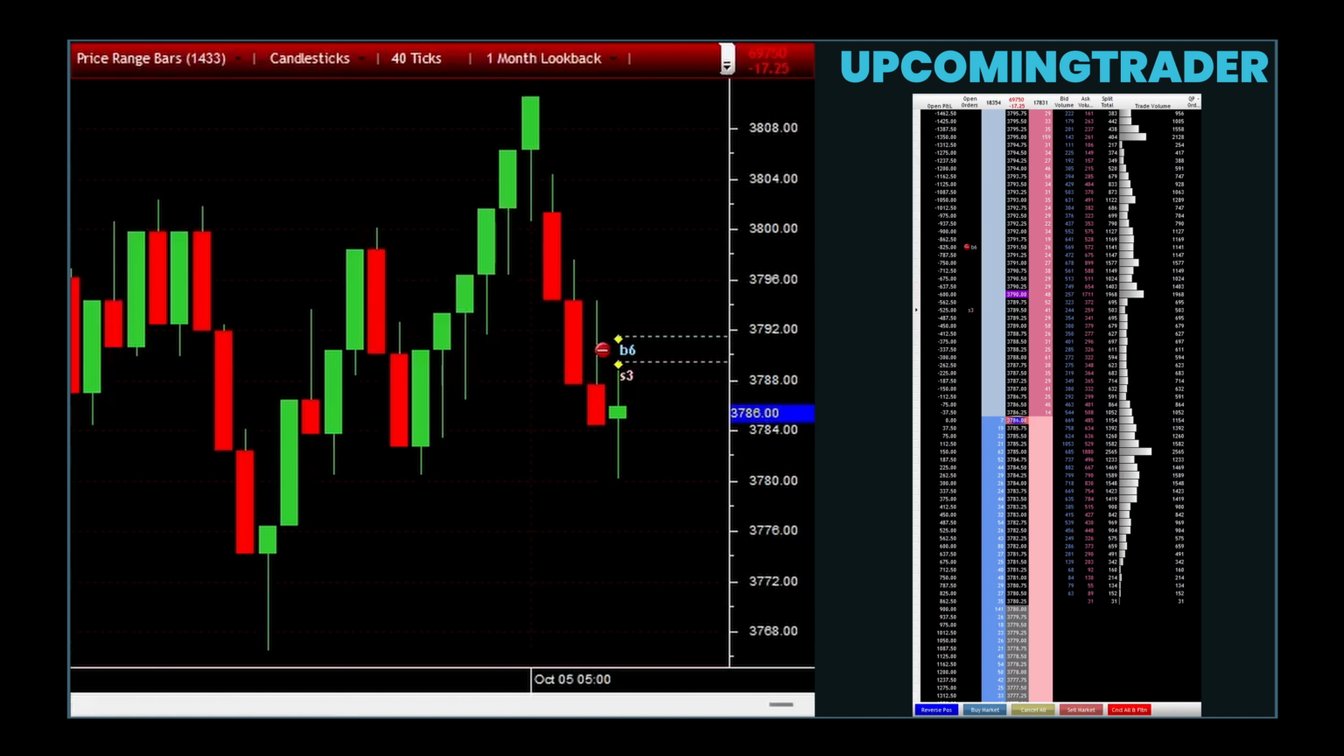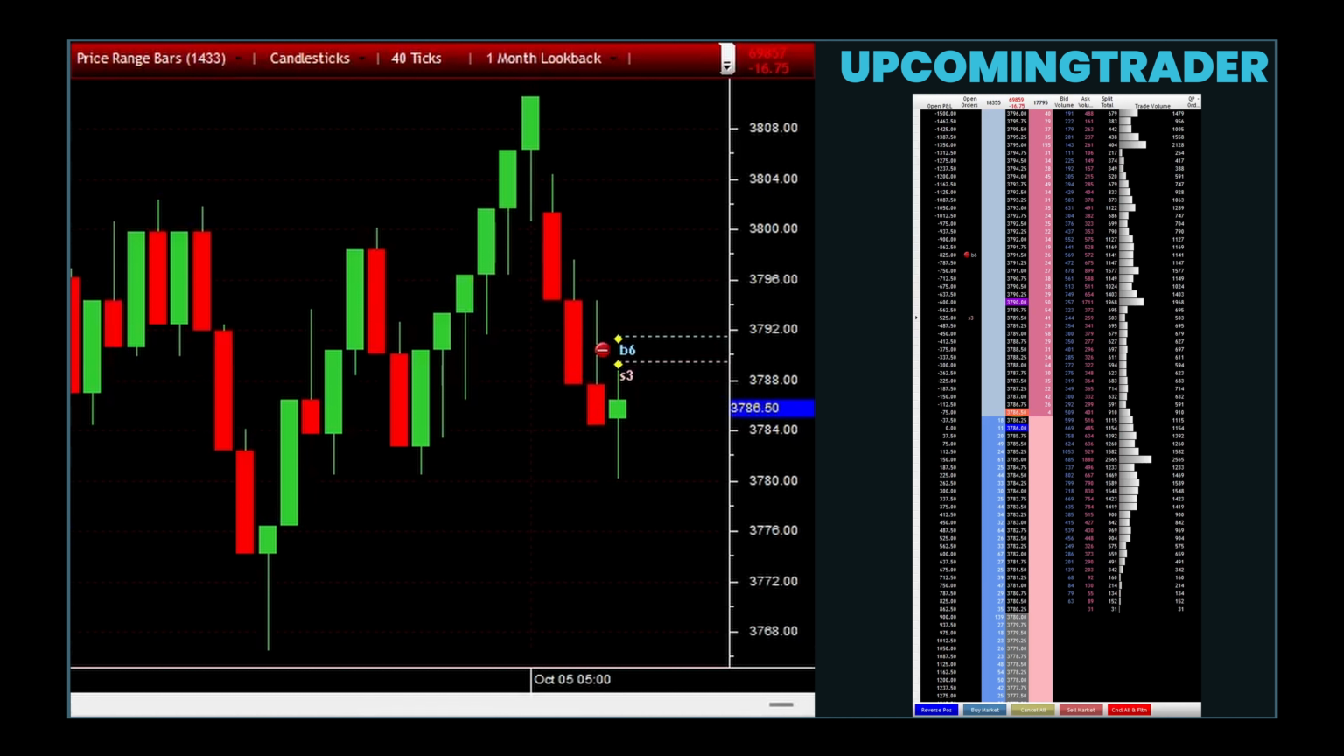For exit points, traders could consider setting a target price at a key level of support that the price might fall to if the bearish reversal plays out as anticipated. Alternatively, they might use trailing stop-loss orders to lock in profits as the price moves lower.